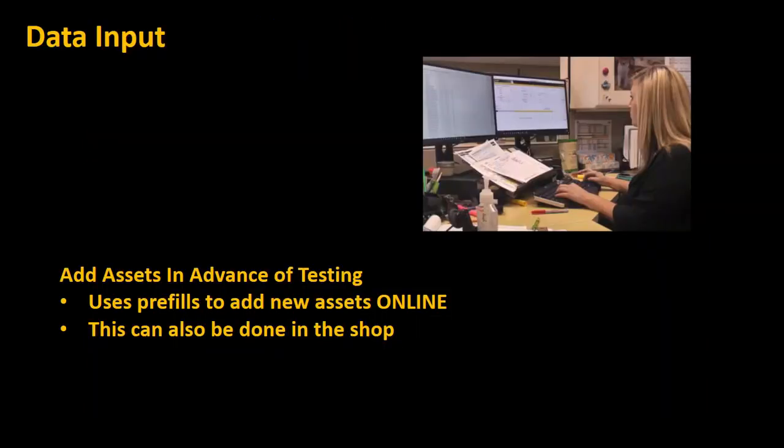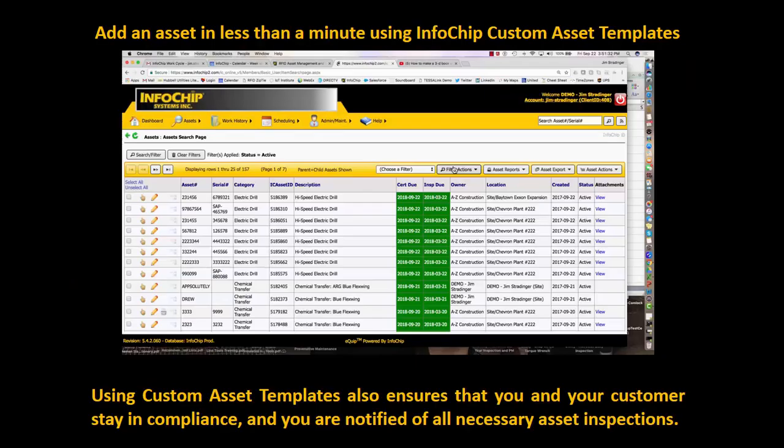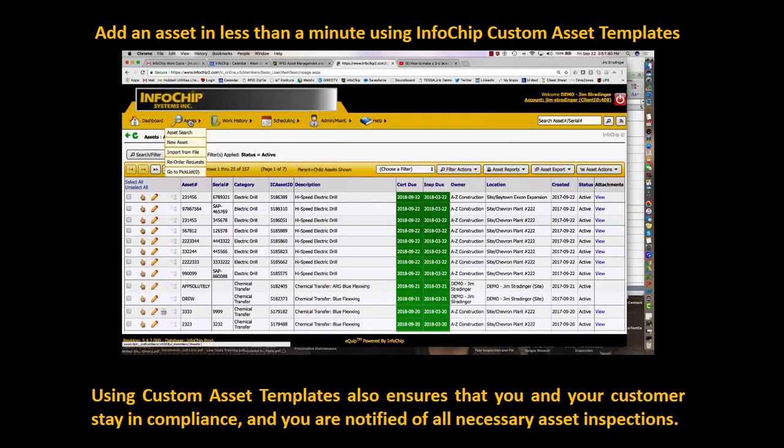One of the keys to success is to be able to minimize the data input time that is required. Using custom attributes and pre-fills is actually very important. We're going to show you how to add an asset in less than a minute. We'll start by going up to the Asset menu. We'll click into New Asset.